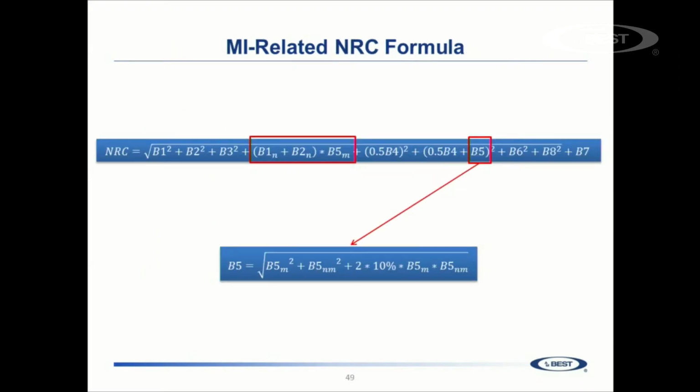This is the new net required capital formula you see in our criteria. It incorporates the correlation between mortgage-related reserves risk and investment risk, which is the first box. It also incorporates the correlation between mortgage-related reserves risk and non-mortgage-related reserves risk, which is already embedded in the B5 number. So if there's no mortgage risk, this formula reduces back to our normal NRC formula for property and casualty companies.